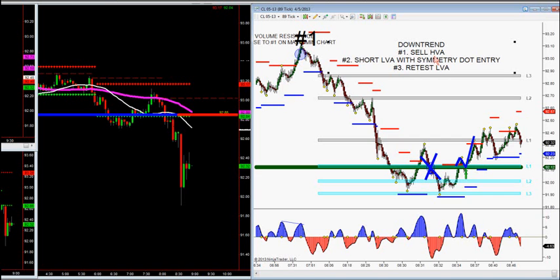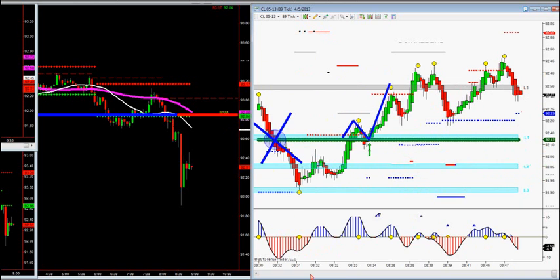You sell the first test of HVA, which is the red over here on the bottom left chart and the red up here on the 5-minute chart. Short LVA, you don't buy the green, never buy the green. Look for the symmetry dots to line up right at the green, and you look to short below the green. And number 3 is a retest of LVA, which you did on the volume chart here for this big short, number 1 and number 3 trade that coincided. So that's all we do in a downtrend.